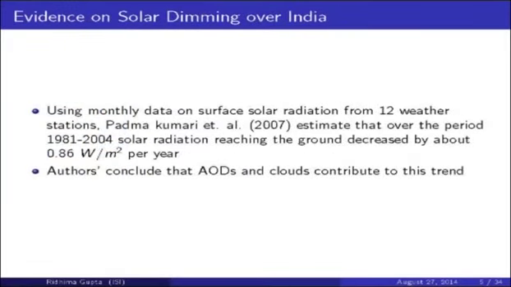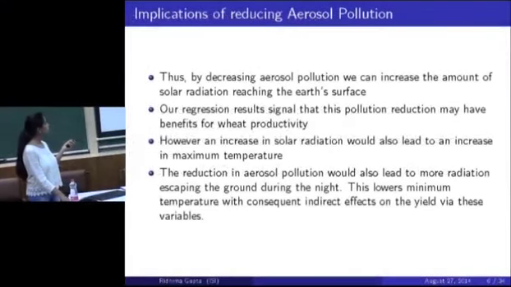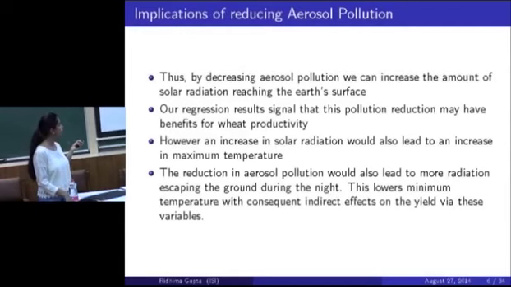A recent study by Padma Kumari et al., using monthly data on surface solar radiation from 12 weather stations, estimates that over the period 1981 to 2004, solar radiation reaching the ground decreased by about 0.86 watts per meter squared per year. And the authors conclude that AODs and cloud contributed to this trend. Therefore, by decreasing aerosol pollution, we can increase the amount of solar radiation reaching the Earth's surface. And our regression results signal that this pollution reduction may have benefits for wheat productivity, because we found a 1-to-1 relationship between solar radiation and wheat yields.